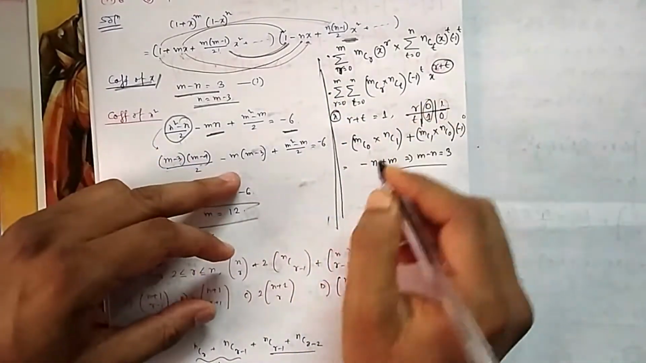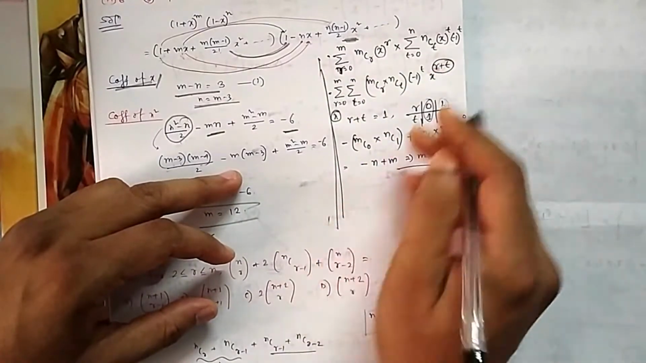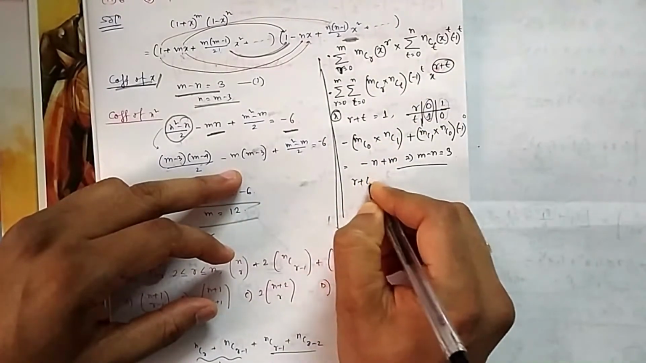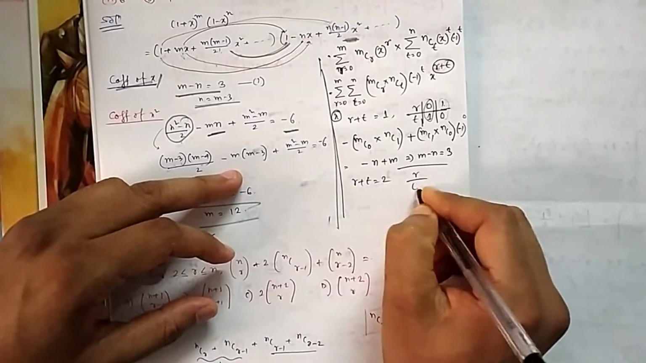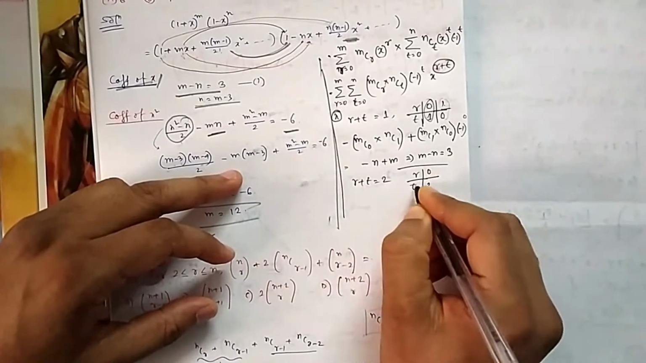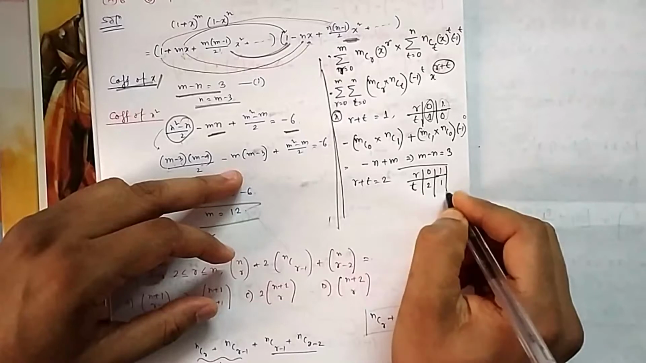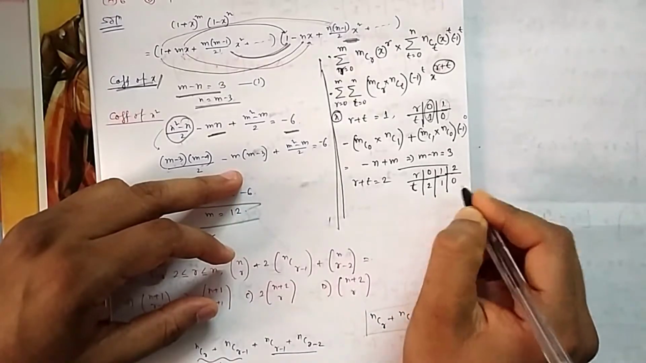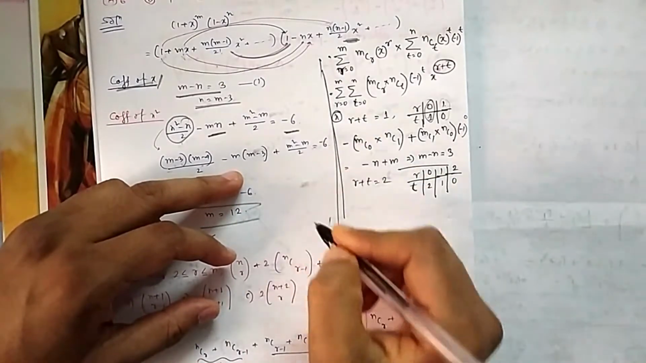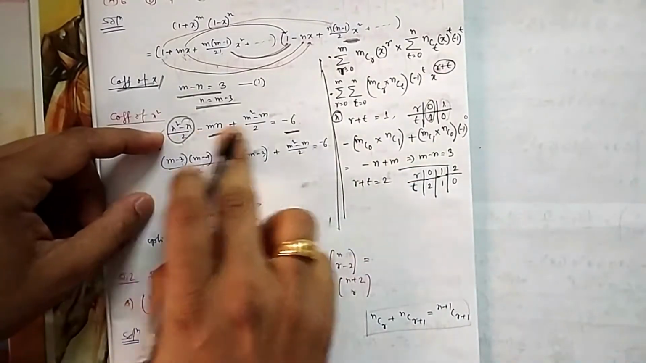Now what is the second case? Second case, what is the coefficient of x square? So for x square, what you will do, r plus t should be equal to 2. Now what are the options you have? If r is equal to 0, then t is equal to 2. If r is equal to 1, t is equal to 1. If r is equal to 2, t is equal to 0. These are the three options. So again you can put it there and you will find this expansion.